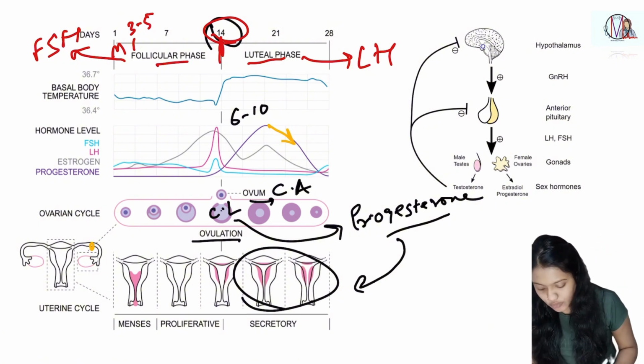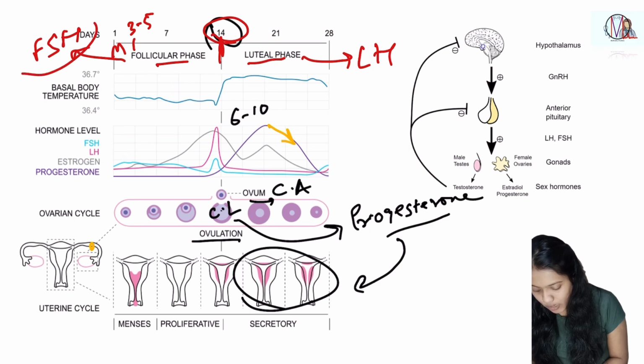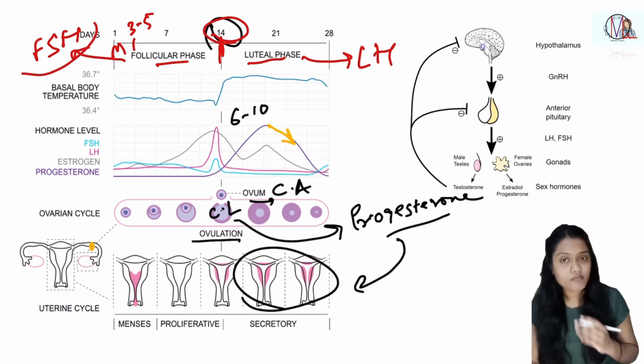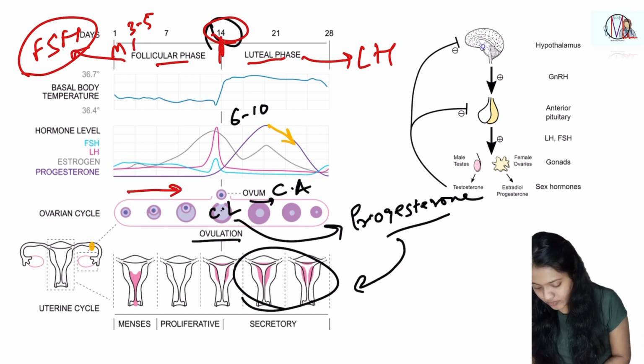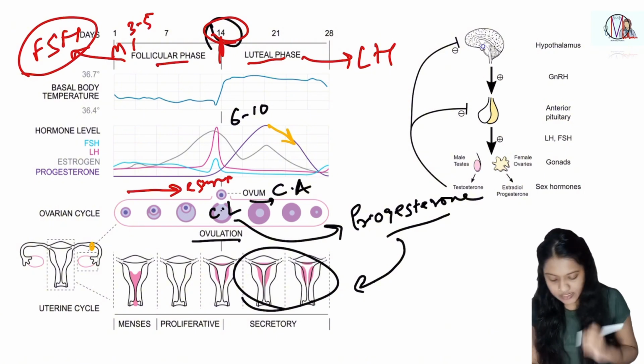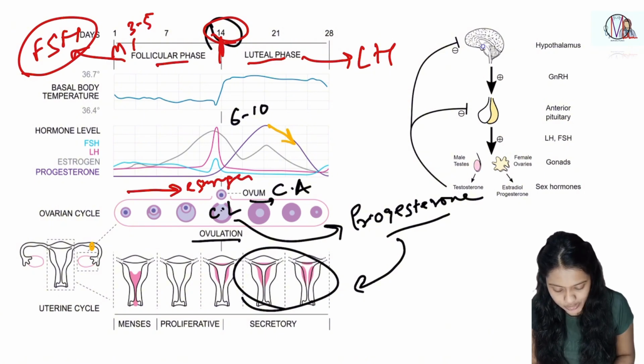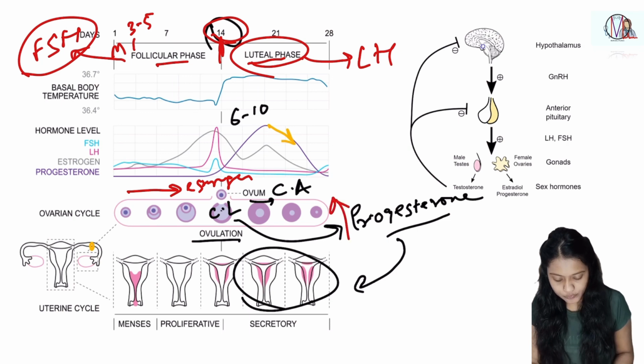Now because of this FSH, what will happen? There will be growth of this Graafian follicle, and also the estrogen level will increase, whereas during the luteal phase there will be a high level of progesterone. Okay, done.